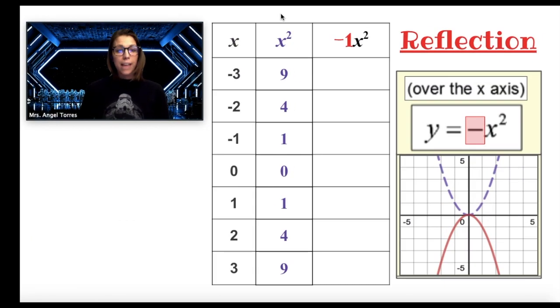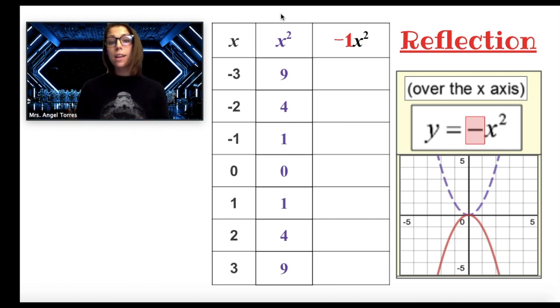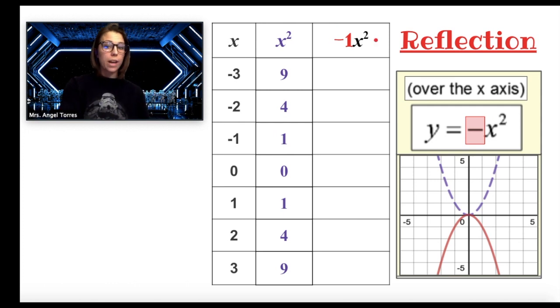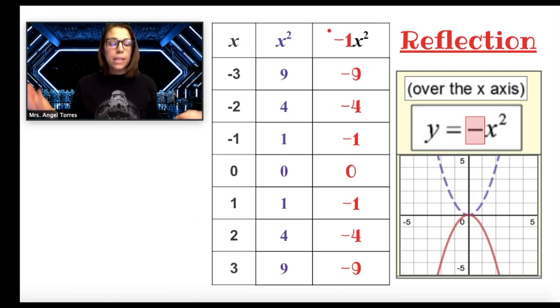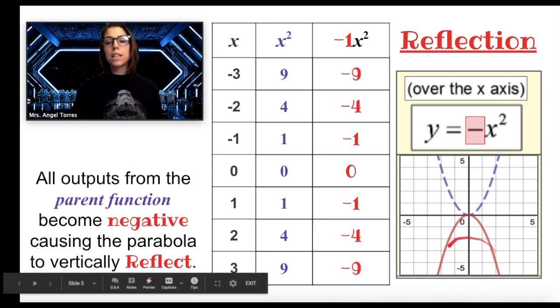The final effect of multiplying is when you multiply by a value less than 0, or a negative value. So here we can see our new function is negative 1x. Go ahead and fill in the rest of these values now. So what happened? Well, we see a lot of the same outputs. The only difference is now they've all become negative, causing that parabola to reflect because now you've moved to the negative half of the coordinate plane.